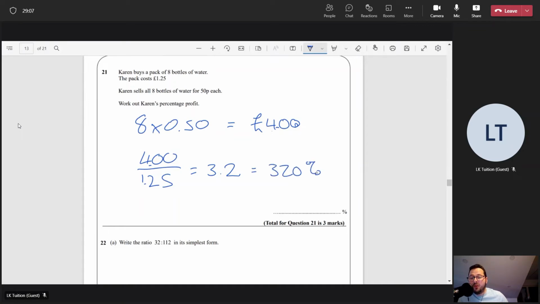But remember, we want the percentage profit. So 100% of that is just kind of breaking even because you're getting your money back. So the percentage profit is going to be 320 minus 100, which is 220% profit.